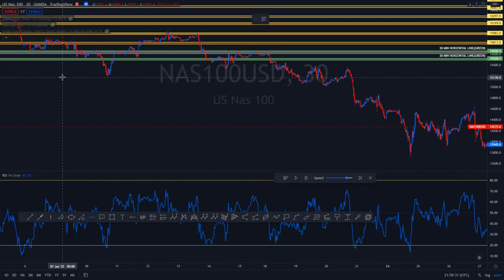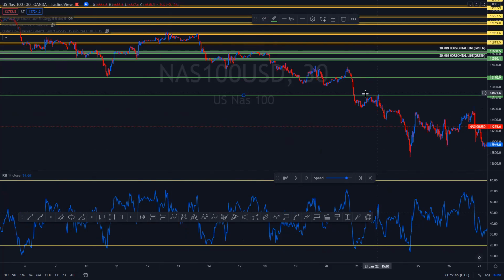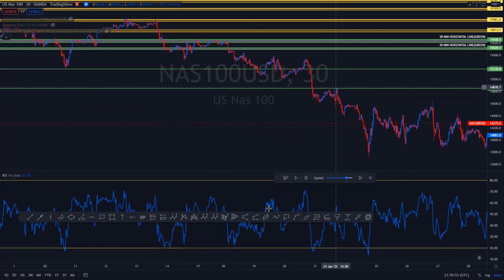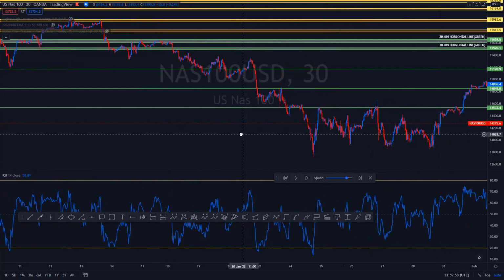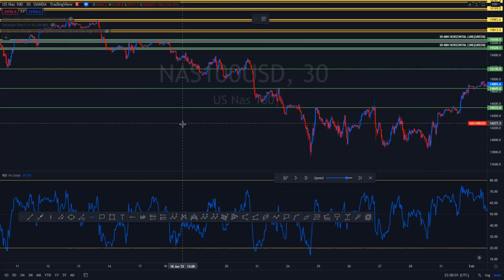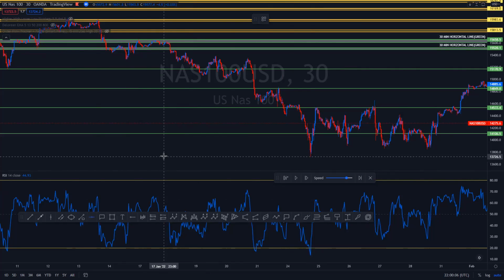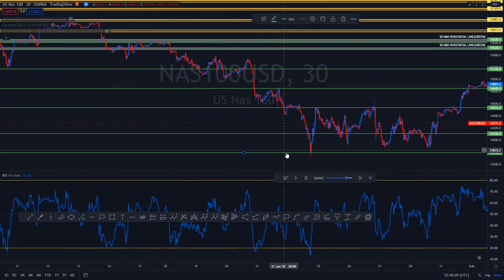See our price respected this area really well. See that price came back up and mitigated at least half of this imbalance that this bearish trend created. It went down even further. So this is a good resistance here. Got a good resistance line here. Right there. And right there. And then we're going to draw our zones off of these lines here.